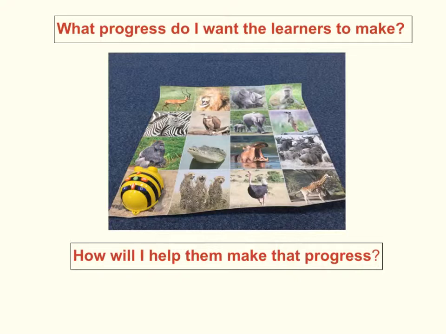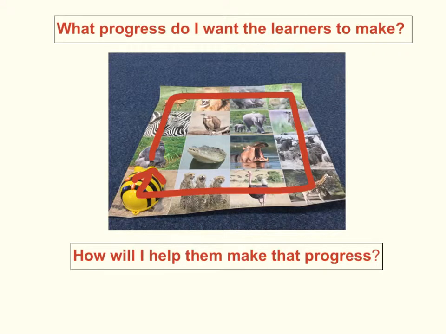In this activity, I want the learners to make progress so that they can get the B-bot to go all the way around a 4x4 space mat and return to its starting position. How will I help them make that progress? Well, by getting them to work together and figure it out for themselves, of course.